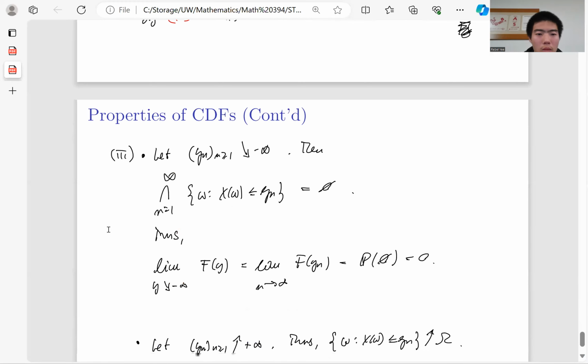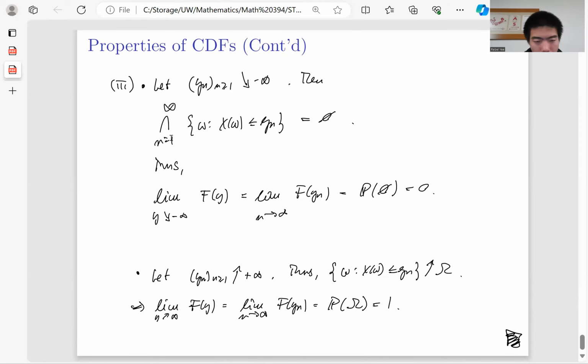And of course, for the third property, you can say the probability that the outcome belongs to negative infinity is zero. It's an empty set. And when we go to positive infinity, it is the whole set, the whole sample space. So the probability goes to 1.